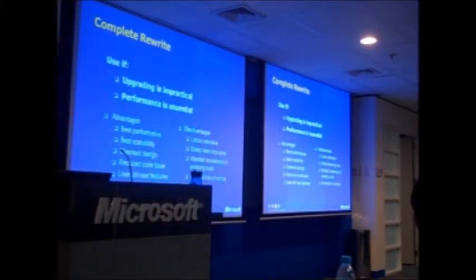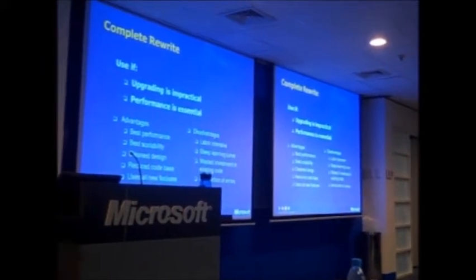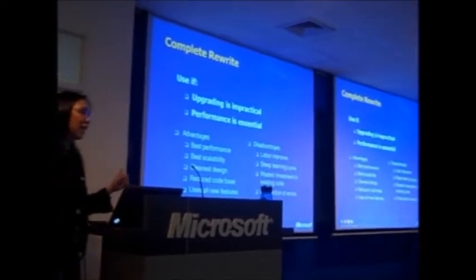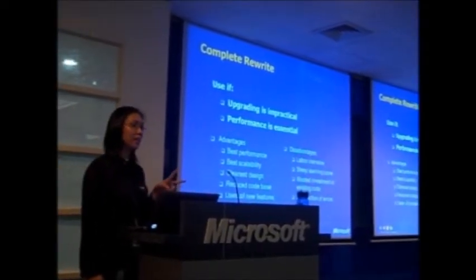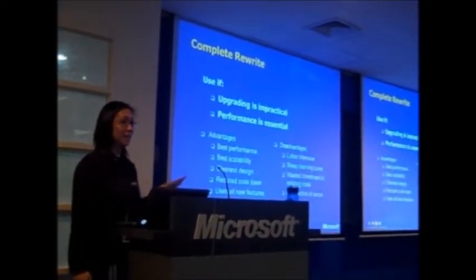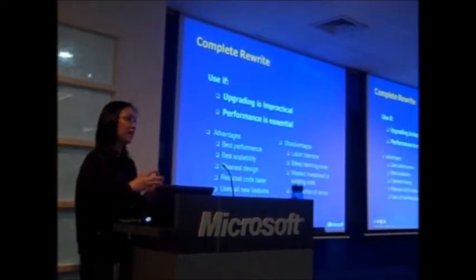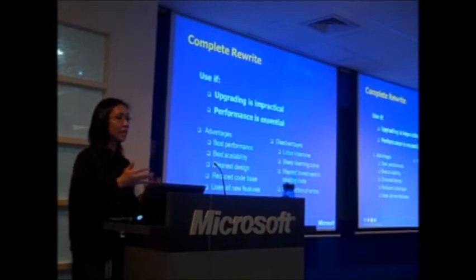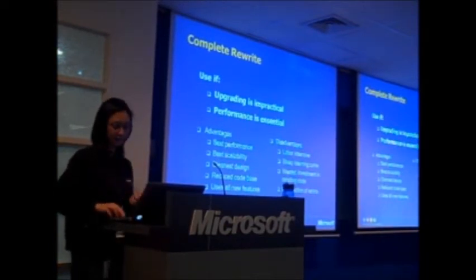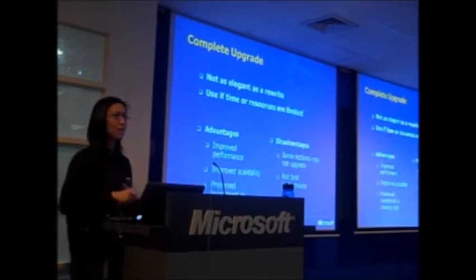Yun nga lang, if you're going to do a complete rewrite, and you have a VB6 application or legacy code that has no direct equivalent in VB.NET, you can no longer use it, unless you encapsulate it in a COM component and then use interoperability inside .NET. Question so far?